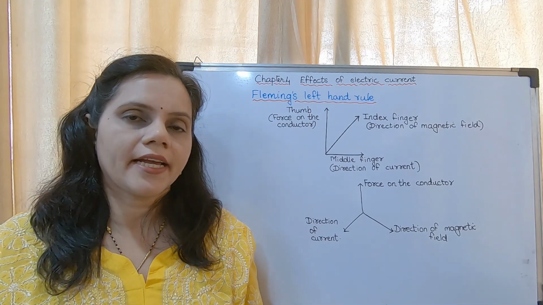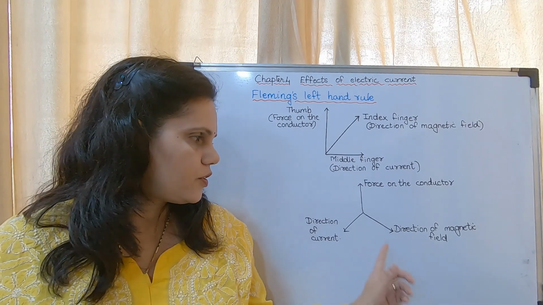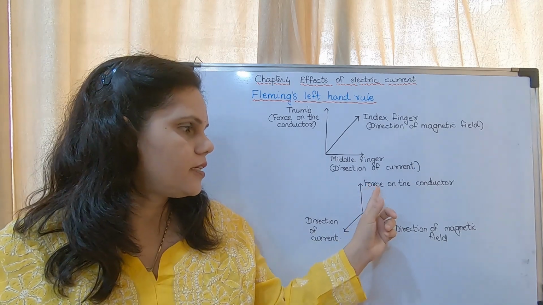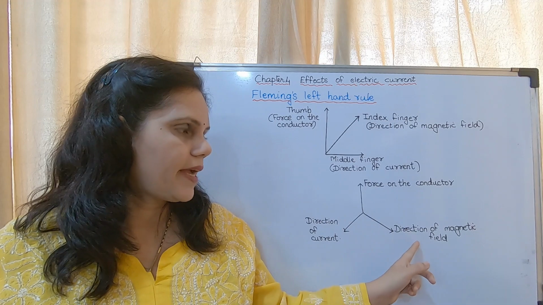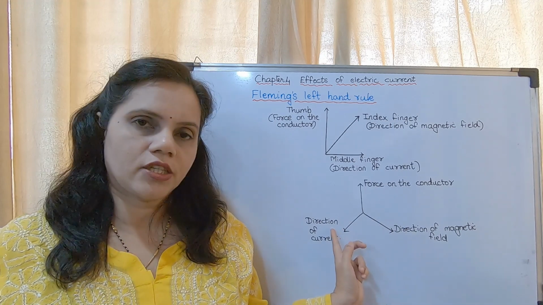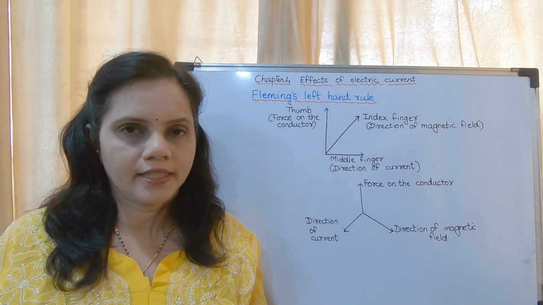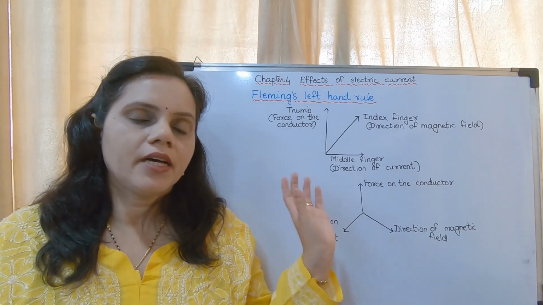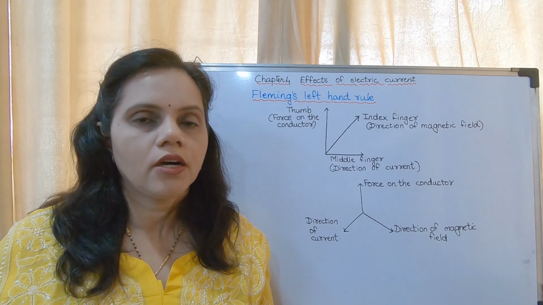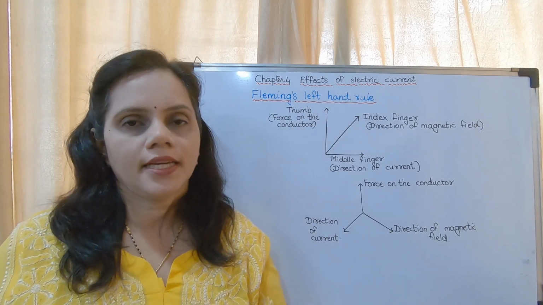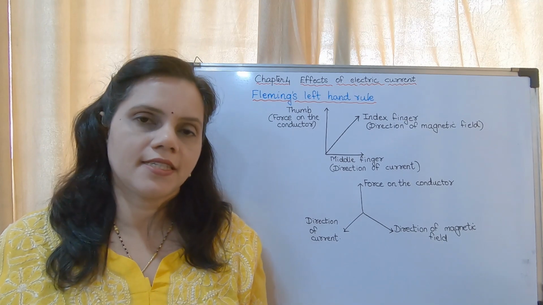Both the diagrams could be drawn. If you draw this diagram, then also no problem. If this is the direction of magnetic field, this is the direction of current, and this is the direction of force on the conductor, from the rule they have to show that all those three are mutually perpendicular to each other. Now we will study the next topic.